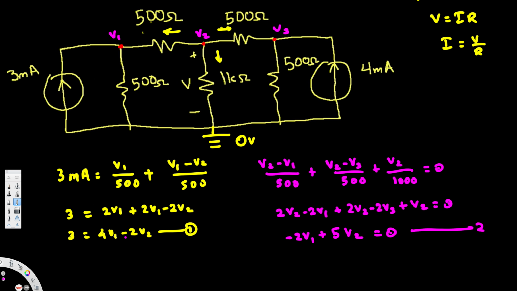Okay, here we have v3 also, so this is minus 2v3 equal to 0. So this is our second equation.